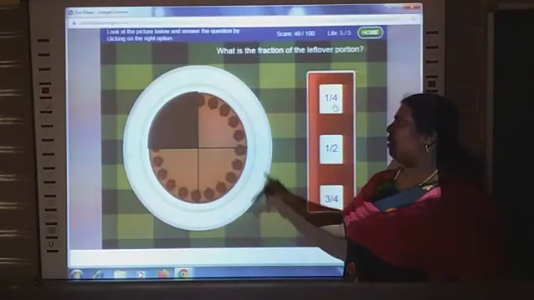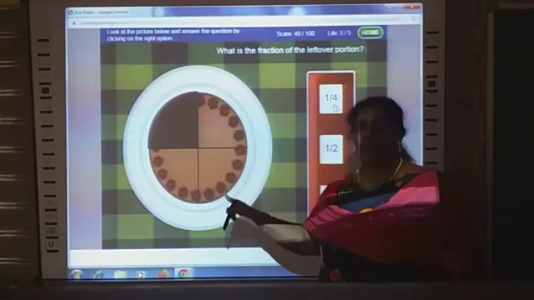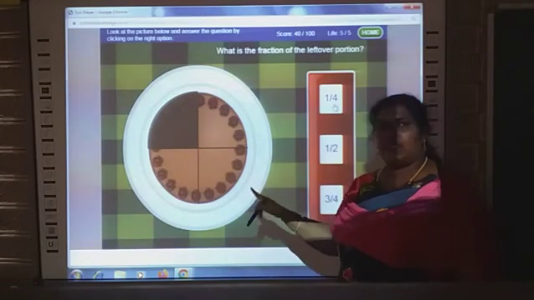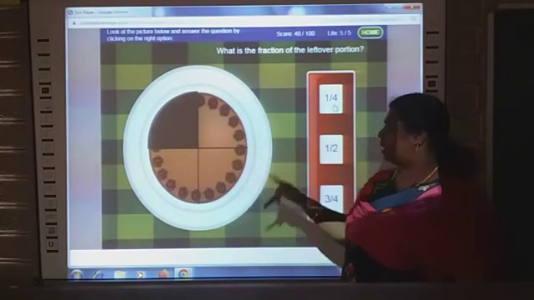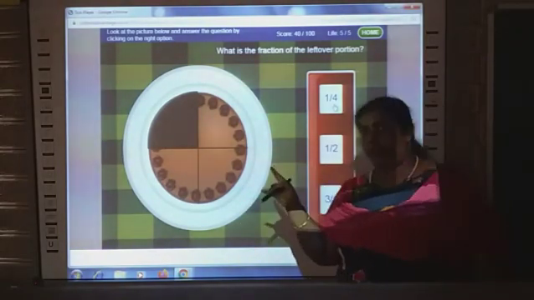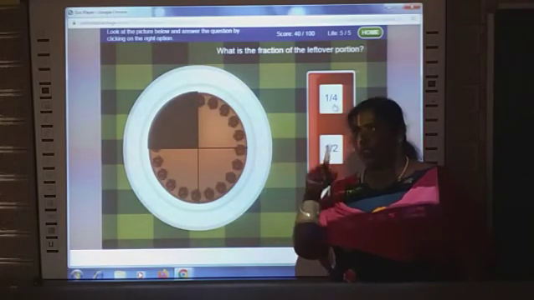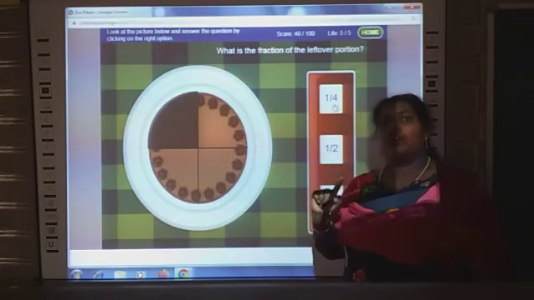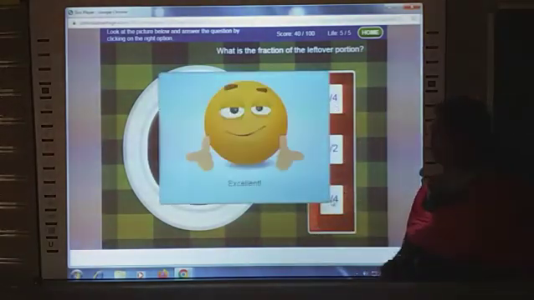Here also biscuit, 4 pieces. It is divided into 4 pieces. How many pieces are left? 3 pieces, right? What's the answer? What's the numerator value? Numerator value is 3. Denominator value is 4. So what's the answer here? 3 by 4.